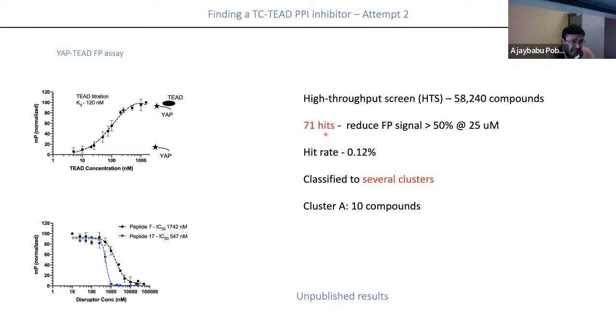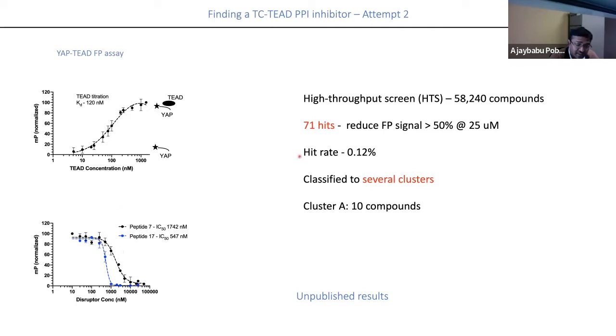So briefly, the assay that I described before, the FP assay, is the same assay we used as a screen. We use the YAP-TFE3 assay simply because it has a greater signal over background ratio. And you can see this is a saturation binding curve where you titrate the TEAD and you see an increase in the FP signal. So such FP assays are really good for doing a high throughput screen, and it works because the known peptide inhibitors, peptide 7 and peptide 17, act nicely in this FP assay.